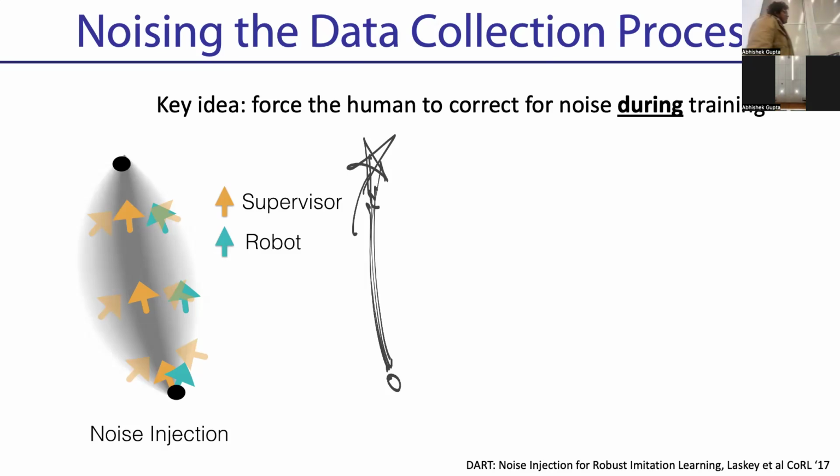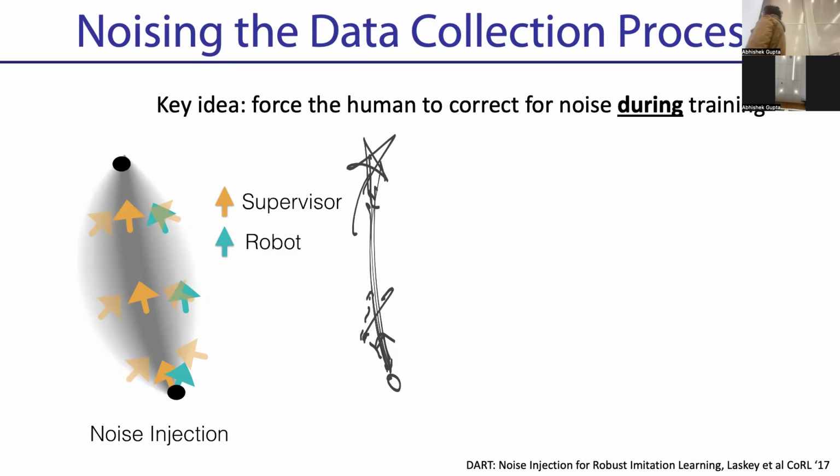And so what you're going to do instead is, most data collection is done by teleoperation. So someone's going to control a robot interface. And so when you're doing teleoperation, you're just going to inject a little bit of noise into your training process. So let's say the human commanded this, you are going to instead command this. If the human commanded this, you're going to instead command this. And so you're going to inject a little bit of noise into the training procedure. And then you're going to have the human essentially correct for that noise.